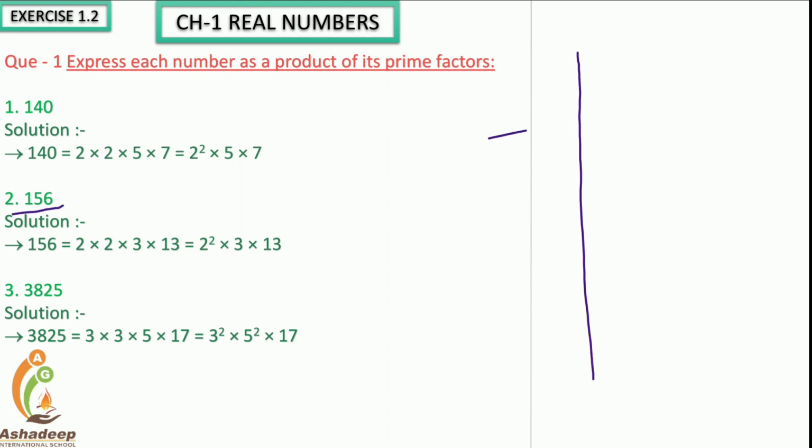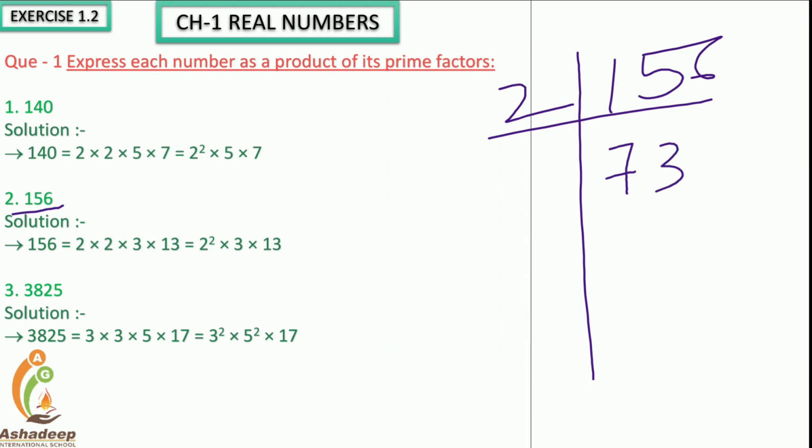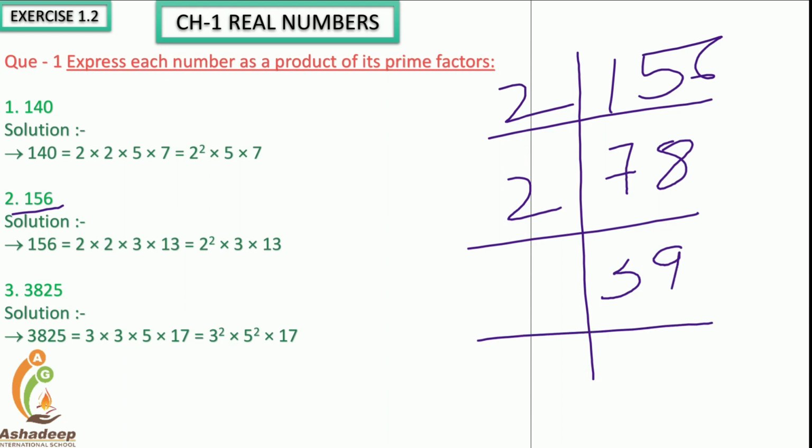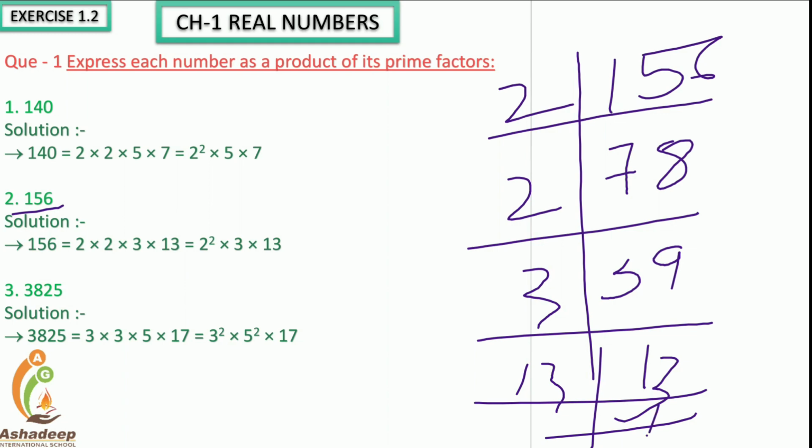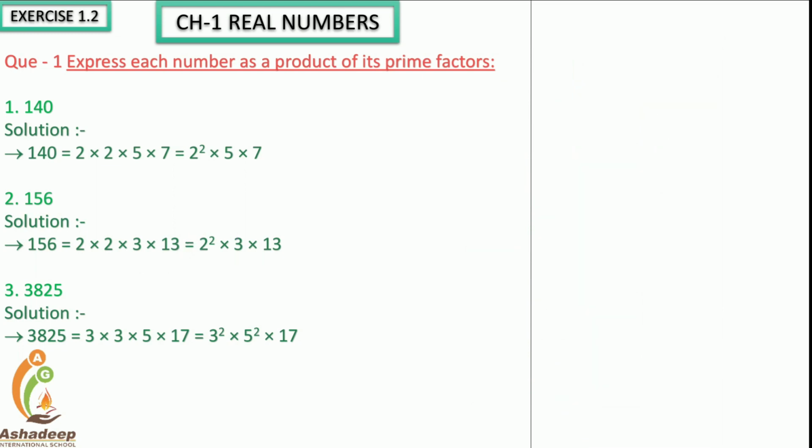Now 156. Divided by 2 is 78, and 78 divided by 2 is 39. Now 3s are 13, and 13 ones are 13. So here it is 2, 2, 3 and 13. 2 into 2 is 2 square, and 3 into 13.